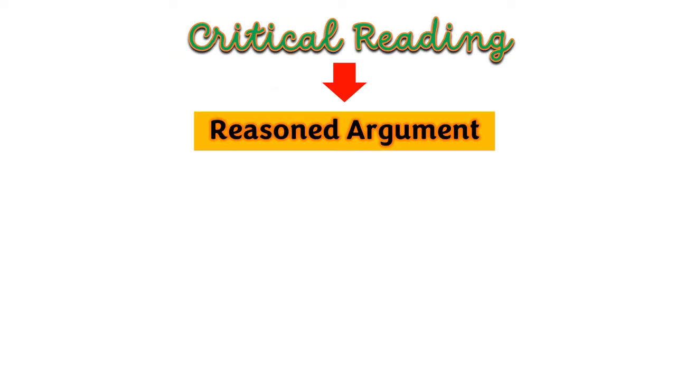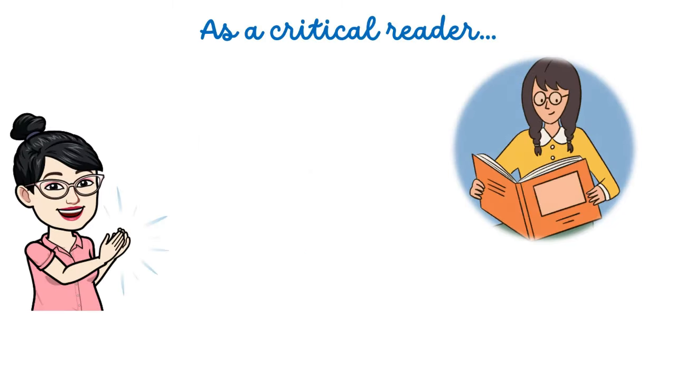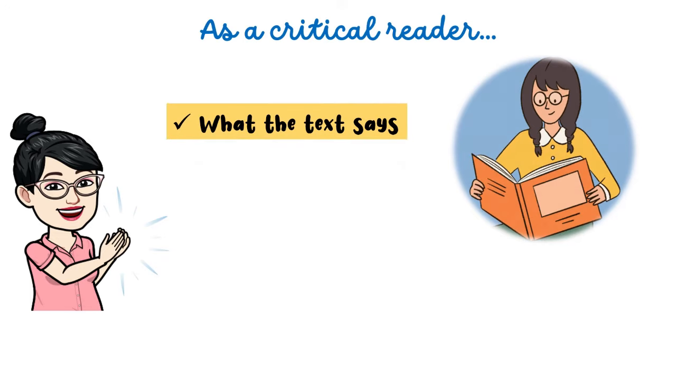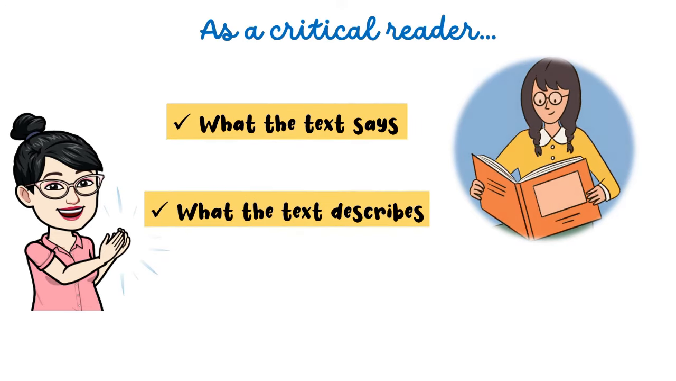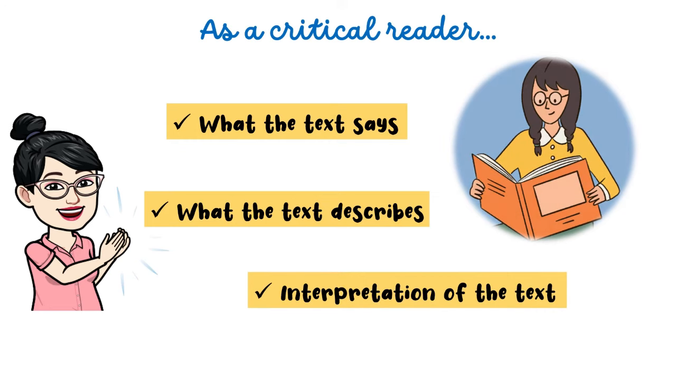Critical reading involves presenting a reasoned argument that evaluates and analyzes what you have read. Being critical, therefore, in an academic sense, means advancing your understanding. Considering yourself as a critical reader, you should reflect on what the text says, what the text describes, interpretation of the text.